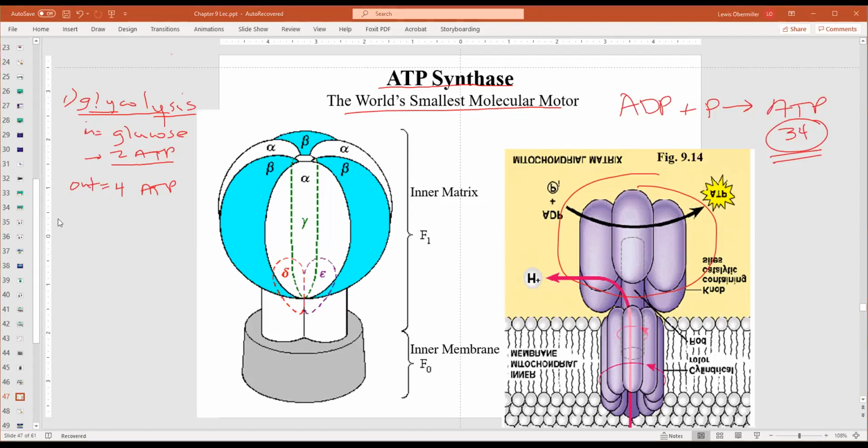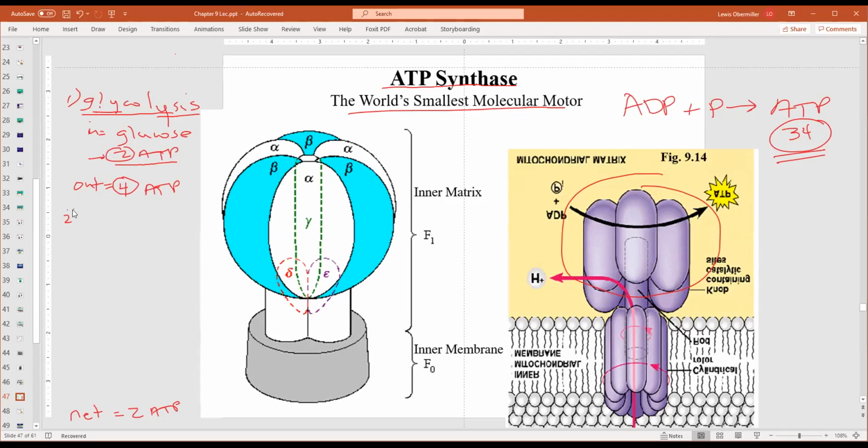Okay, so we have 4 ATP out, and it cost us 2, but we've made 4. So our net, we'll just keep track down here, net is 2 ATP. And then at the end of glycolysis, we also have pyruvate. We get 2 NADH and 2 pyruvate, and those pyruvates still have energy in them.